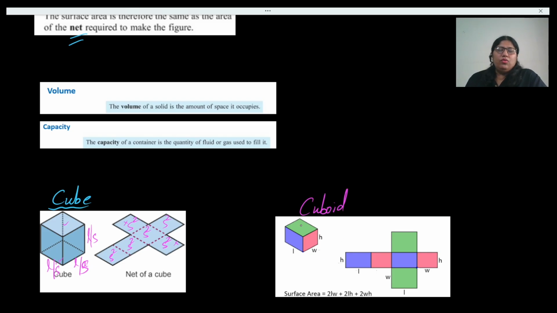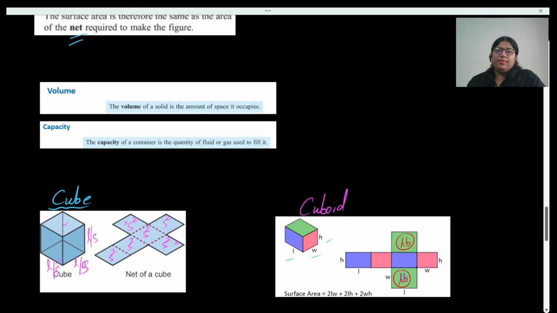To calculate the total surface area, we need to add the area of its 6 faces. Here you can see that the alternate faces are identical, because we have length, width, and height. This is the base, which is always LB, so the area is LB. The top, the ceiling, is also LB. If you are sitting in a cuboidal shaped room, the floor is going to be L into B, and the ceiling is going to be L into B.